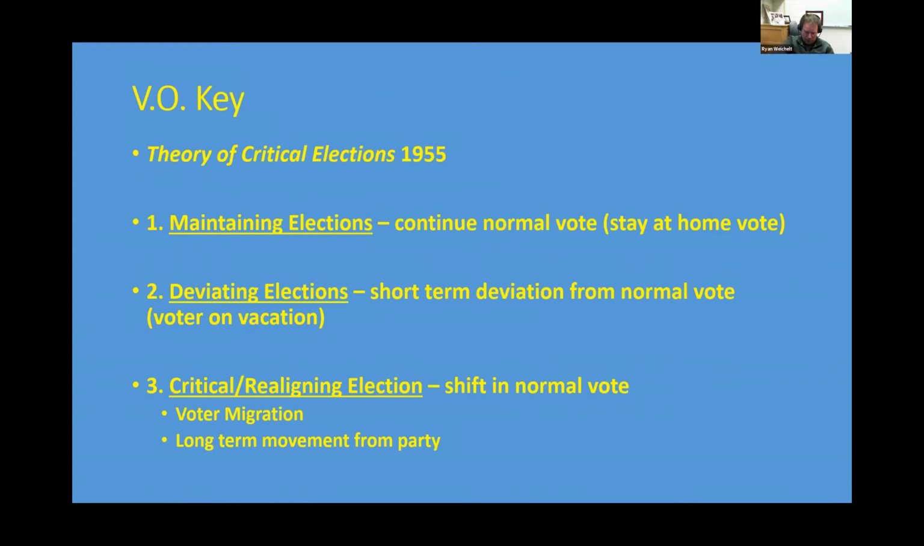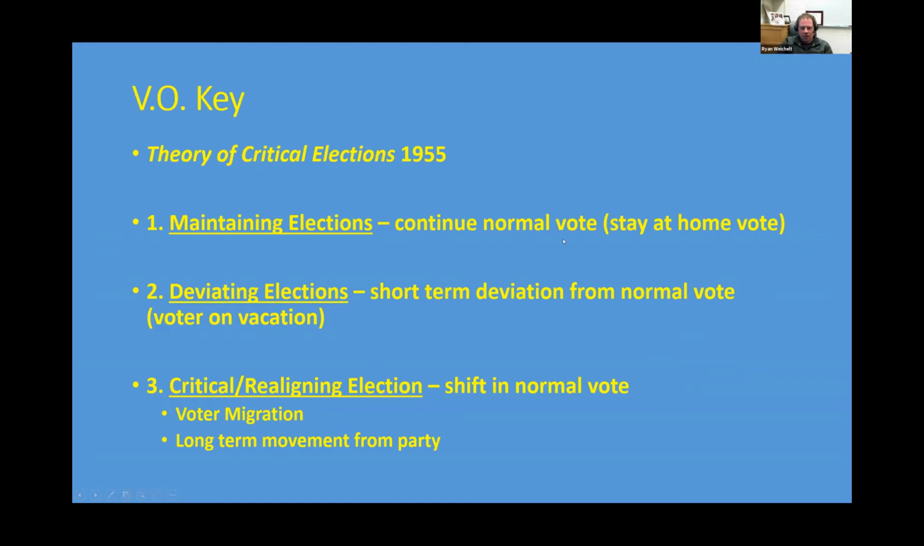Now, I talked earlier about this idea of V.O. Key. He actually was a political scientist, but we adopt him as a geographer. He was a Harvard professor who wrote this amazing stuff back in the 50s, The Theory of Critical Elections. If you ever want a really good book about early geography, it's called Southern Politics by V.O. Key. It's a great book where he really looked at the geography of elections. He came up with these three ways of looking at elections: maintaining elections, deviating elections, and critical or realigning elections.